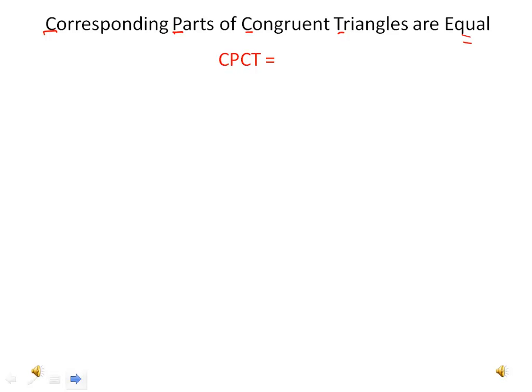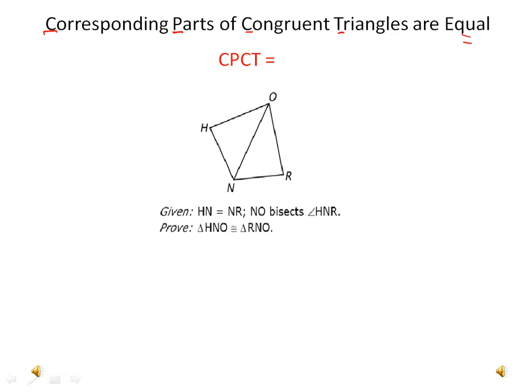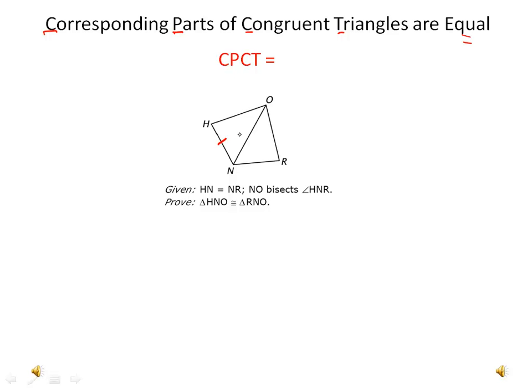It is important, so we'll repeat it. Corresponding parts of congruent triangles are equal. CPCT equal. So what does that mean? Okay, here's the figure from the last one. We knew that these were equal, and that side is equal to itself. It's in both triangles, so we use the reflexive property to show that it's equal to itself.